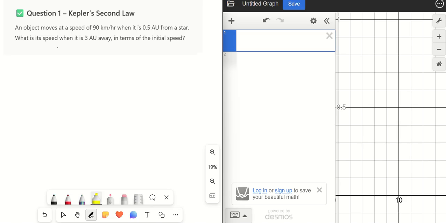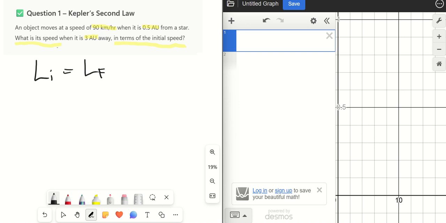So starting off, we have some key information, initial conditions. We have 90 kilometers per hour, and it is 0.5 astronomical units from a star. And then it's asking, what is the speed when it is 3 astronomical units away? And it wants this in terms of the initial speed. Now, if we have no external torques, we know that we're going to have conservation of angular momentum. So our starting angular momentum is going to be equal to our final angular momentum.